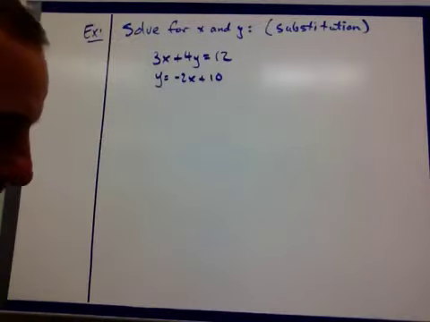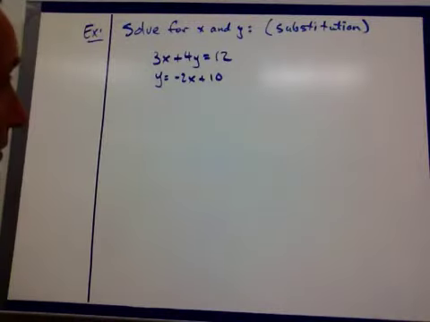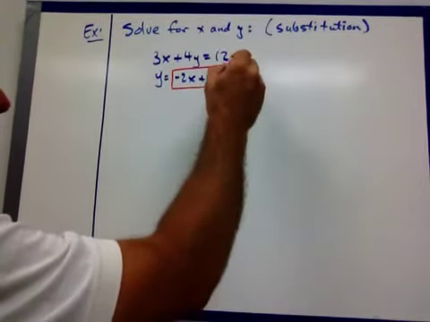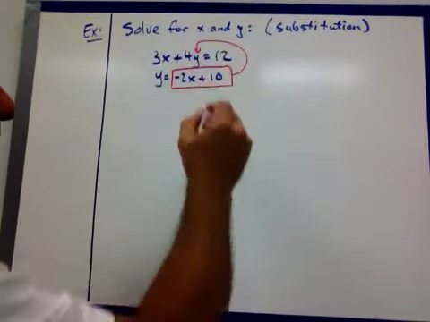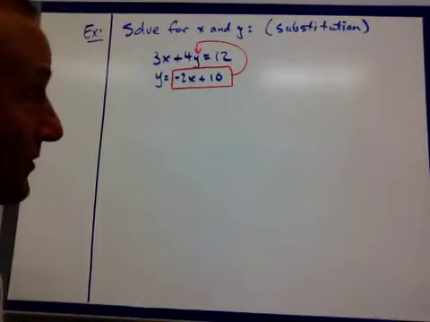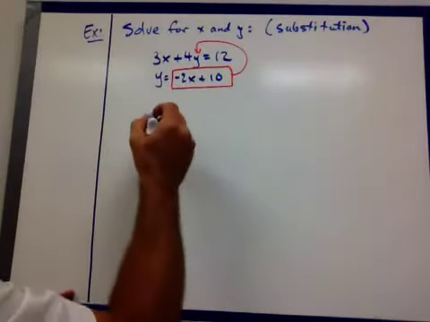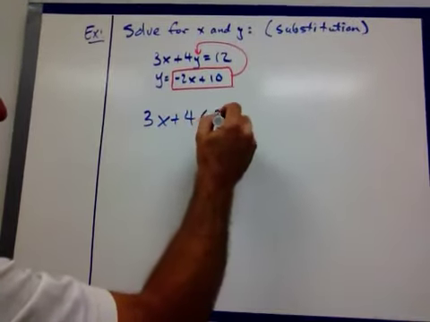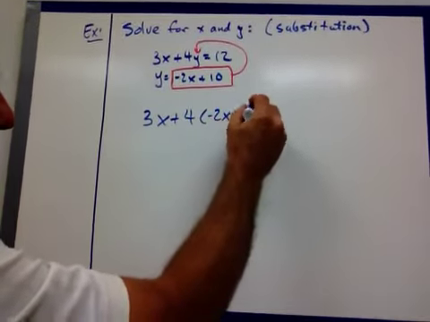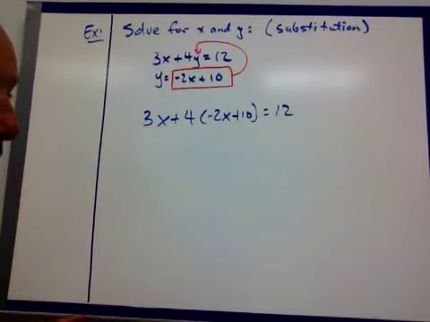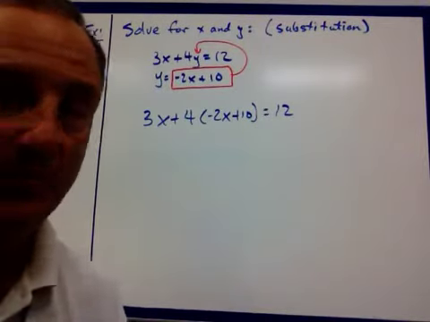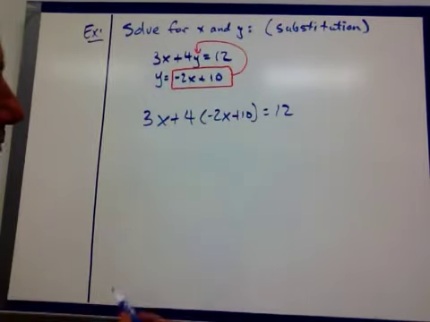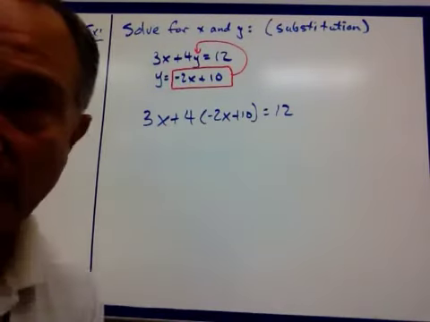So what do we do here? If this is equal to y, then we're going to substitute that in for the y right there. So what does it look like? Taking that first equation, instead of 4 times y, it's now 4 times negative 2x plus 10, and that equals 12. There's our substitution right there. That was y, they're equal, so I plugged it in for the y in the first equation. Now I have x all the way across.